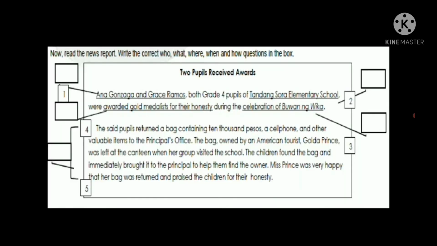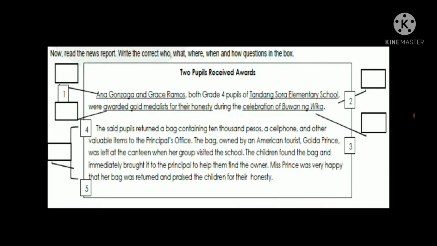Now let us read the news report. We are going to write the correct who, what, where, when, and how questions in the box. The headline of the story is "2 pupils receive an award." Actually, we don't have the byline here. We don't have the photo and the caption. What we have in here are the headline and only the column. Okay, let us read the news report.